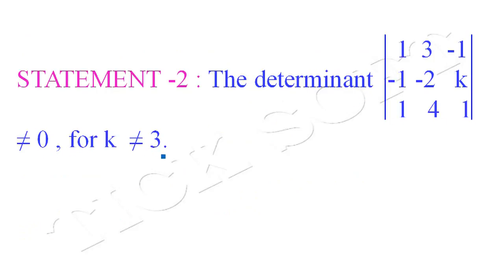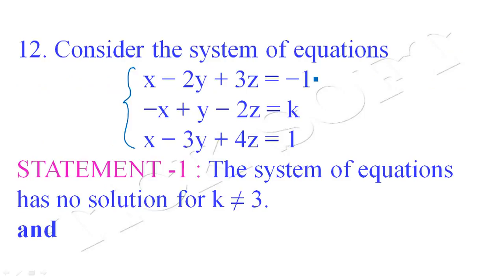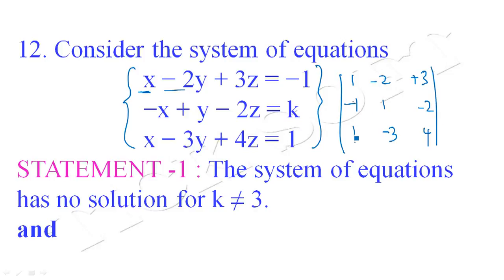So now listen, we are going to find the determinant value first. Here we know that the given system of equations is this one. By using this we can easily find the determinant first. The coefficients of x are 1, minus 1 and 1. Coefficients of y are minus 2, plus 1 and minus 3, and the coefficients of z are plus 3, minus 2 and plus 4. So now we are going to find out this determinant.